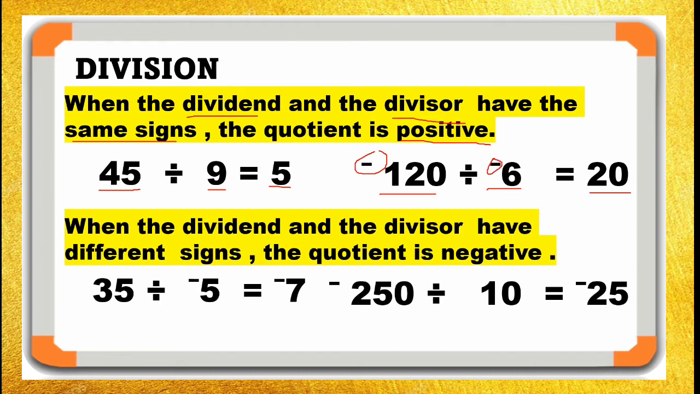Now, when the dividend and the divisor have different signs, the quotient is negative. So let us take a look at this example. 35 divided by negative 5, the answer is negative 7 because they have unlike signs. Negative 250 divided by 10 equals negative 25 because they are in different signs. So if they have different signs, the quotient is negative. So remember that, class, okay?